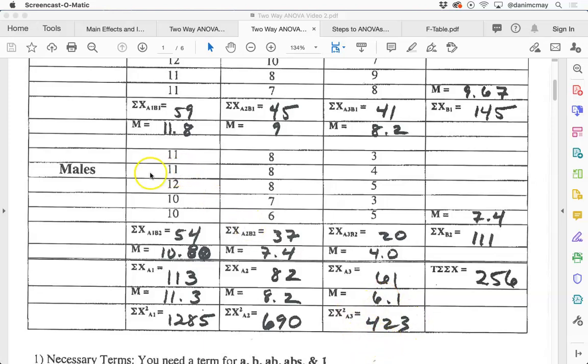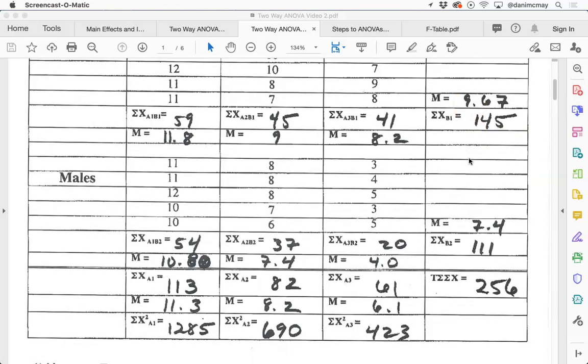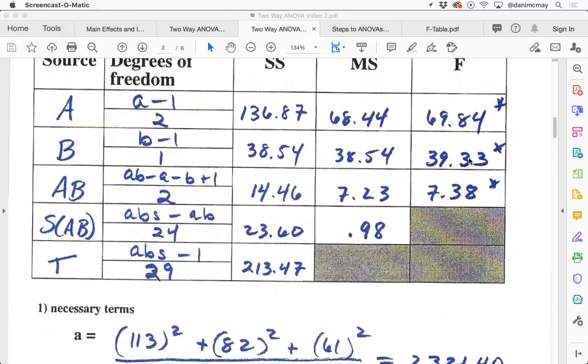Then you're going to want to do this for the side as well. And so all of these together is the sum of the x and the mean for males. All of these together is the sum of the x and the mean for females. Okay, so we've got most of the things that we need. And we would set up our source table.